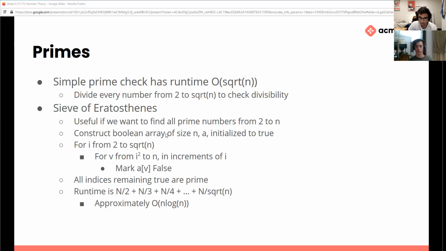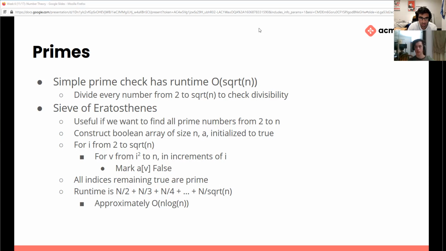And then once we've done all of that, every composite number will be marked false, and every prime number will remain as true. Therefore, after that, all we have are the prime numbers. Hopefully that makes sense.